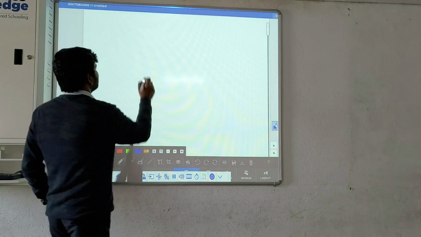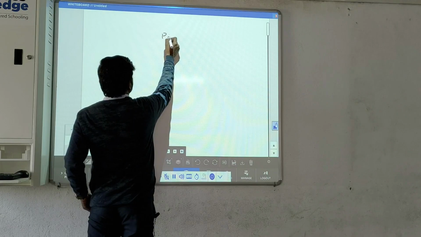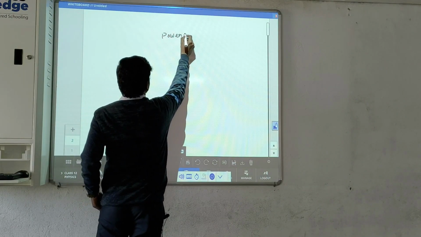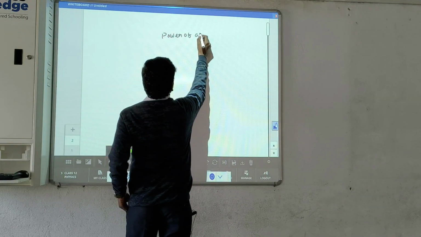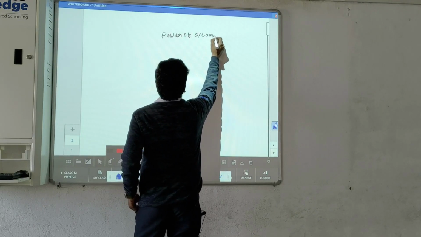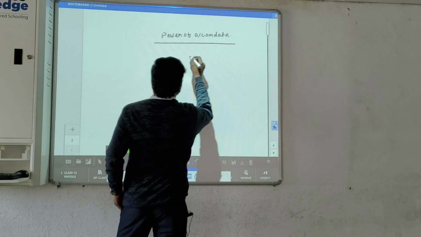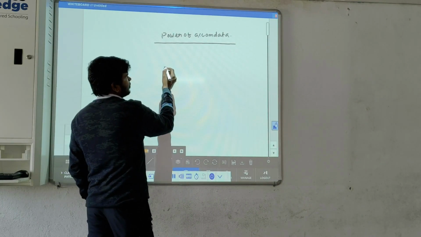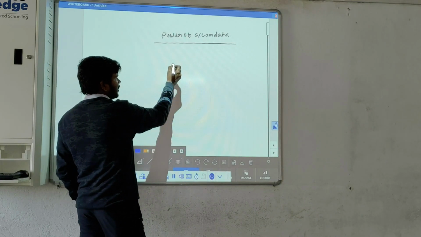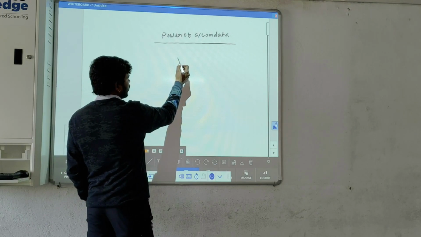The next term is power of accommodation. Just as we have seen, in case of the human eye, the focal length is changing. The self-adjusting behavior of the human eye to change its focal length.